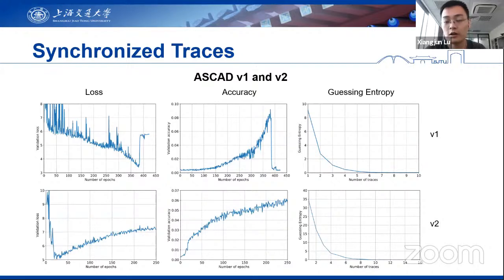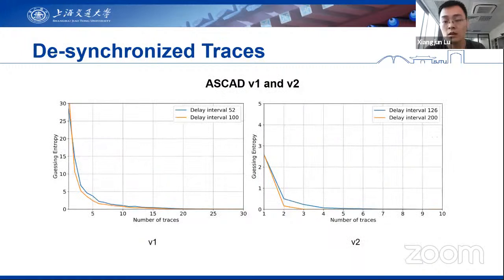To save time, we only show the attacking result of the ATCAD dataset. We refer to our paper for more detail. We can see in the third column that for the synchronized traces, we need only 6 to 8 traces to recover the key of both ATCAD V1 and V2. For the desynchronized scenario, we find that the number of traces is not quite enough, so we conduct data augmentation in this scenario. As a result, we can also reduce the guessing entropy to 0 with very few traces.